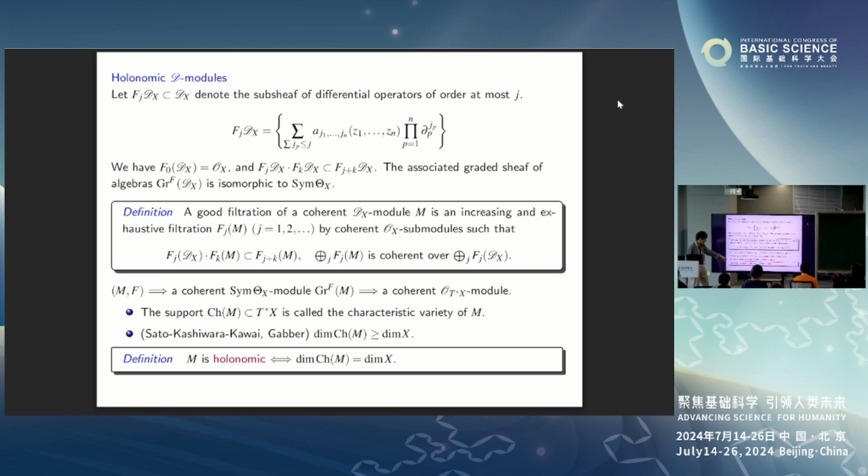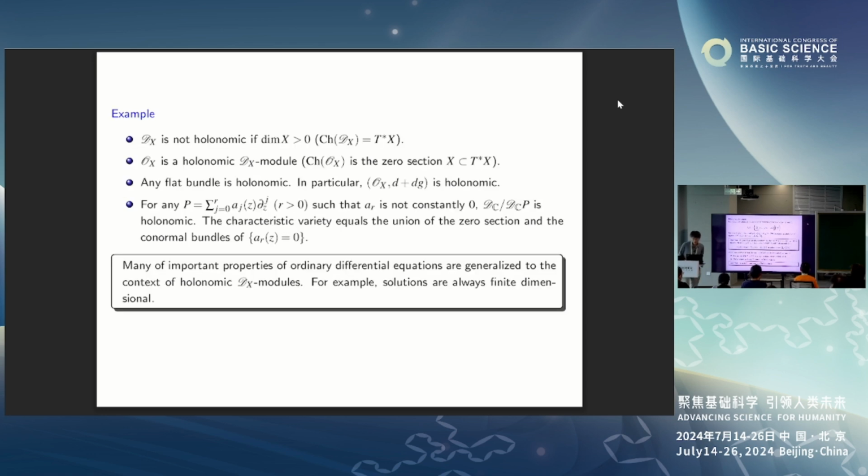Then we say a D module is harmonic if the dimension of the characteristic variety equals the dimension of X. So this is one of the main objects in this talk. In a previous example, D_X is not harmonic if the dimension of X is positive. The characteristic variety of D_X is equal to the cotangent bundle of X. So if the dimension of X is positive, D_X cannot be harmonic.